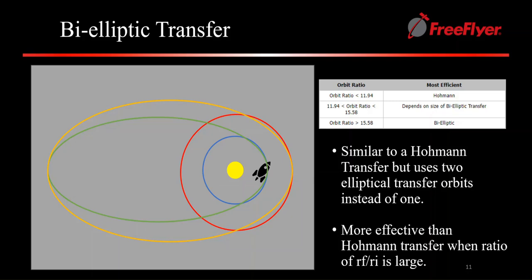Here, we see the spacecraft move from the parking orbit into the first elliptical transfer orbit. Then, at the apogee or farthest point, it moves into the second elliptical transfer orbit, and then finally into the final circular orbit.